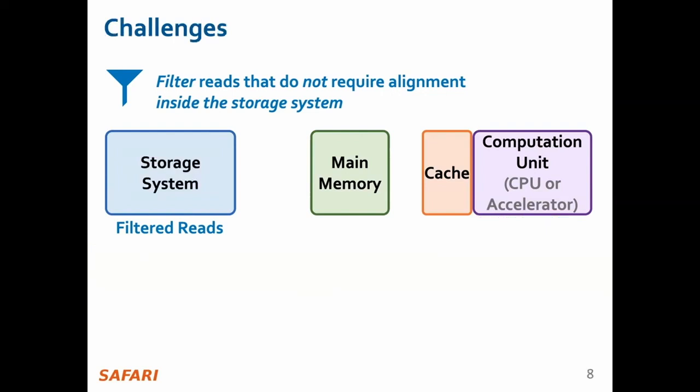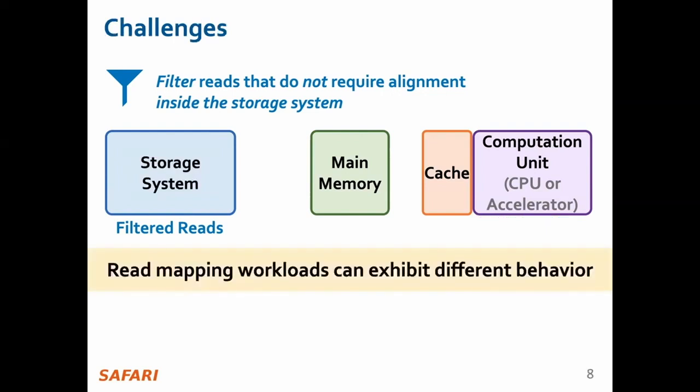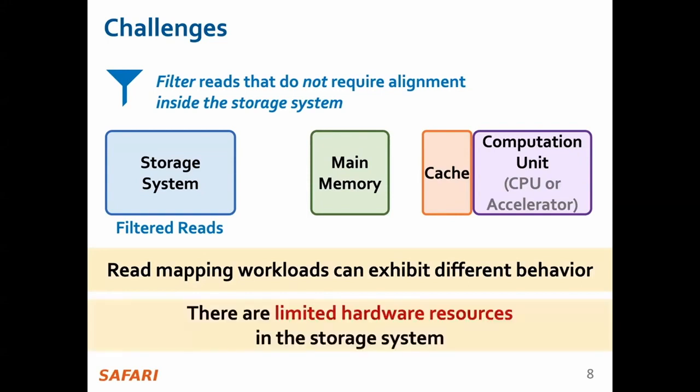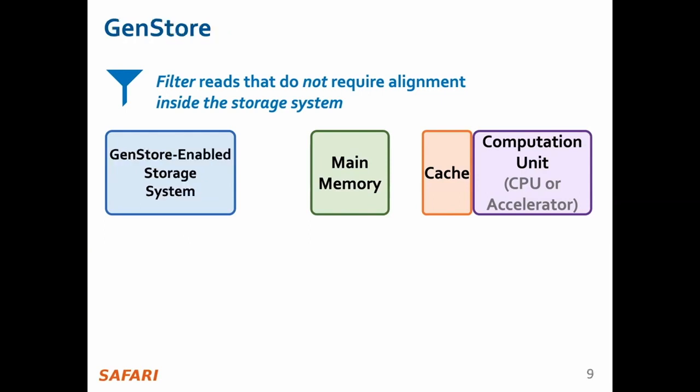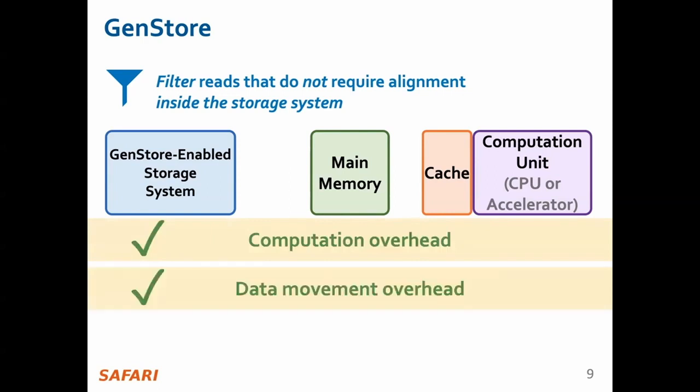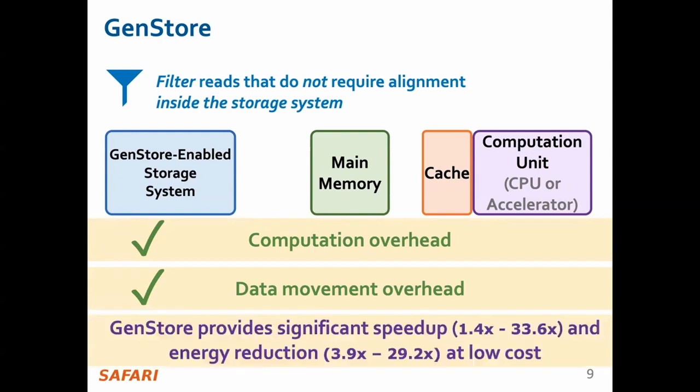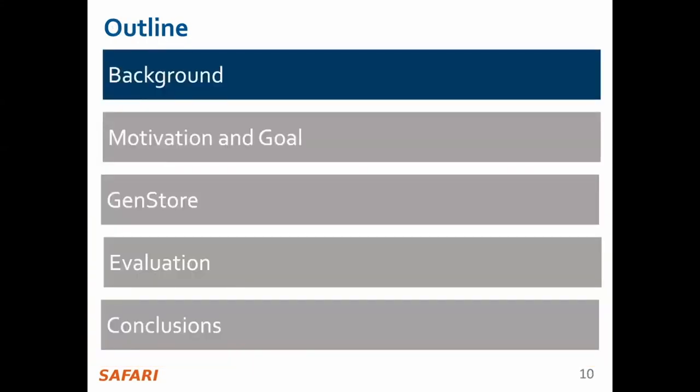However, filtering the reads in a modern SSD can be challenging because read mapping can exhibit different behavior across different read mapping workloads and different input data sets, and there are limited hardware resources available in the SSD. By addressing these challenges, we propose GenStore, which is the first in-storage processing system for genome sequence analysis, to reduce both the computation overhead of read mapping and the data movement overhead from storage. GenStore provides high performance and energy benefits compared to state-of-the-art hardware and software baselines at low area cost. So this was a summary of my talk.